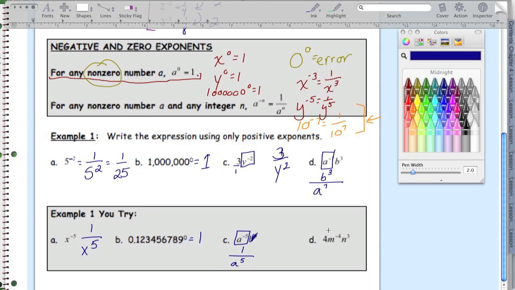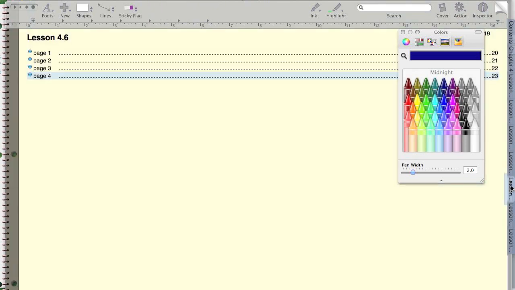Okay? Here we're going to do it again in pieces. So the 4 is in the numerator. M to the negative 4th, denominator, becomes m to the positive 4th, and n to the 3rd, numerator, because it's positive. Okay? Let's try the next page.